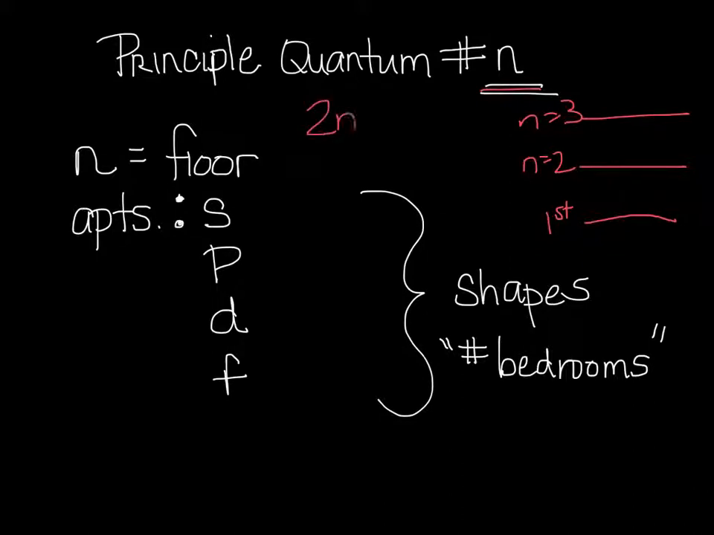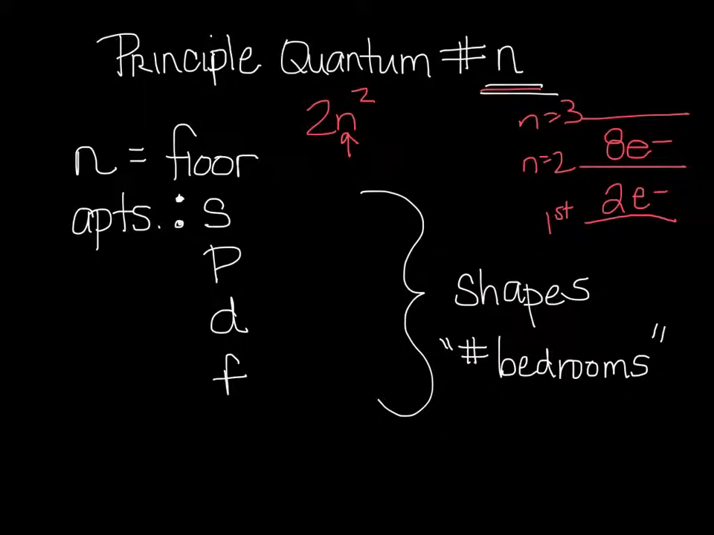The formula to calculate this is 2n squared. In other words, on the first floor, 1 squared is 1 times 2 is 2. So exactly 2 electrons can live on the first floor. On the second floor, 2 squared is 4 times 2 is 8. 8 electrons can live on the second floor.